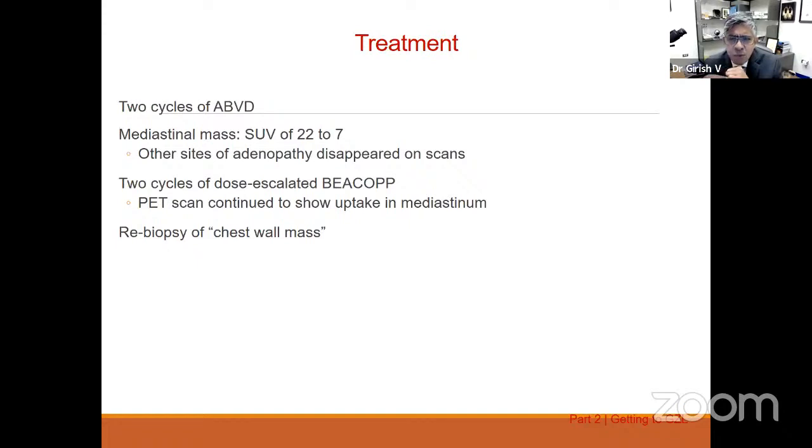And so they gave 2 cycles of dose-escalated BEACOPP, okay, another acronym soup that they like to use in Europe. In the US, people don't usually use BEACOPP like that, but they just used it here. And the PET showed more uptake in the mediastinum. So obviously, the clinicians are going to be suspecting about your diagnosis that you gave. So they rebiopsied the chest wall mass yet again. And now they're asking, what is it now?